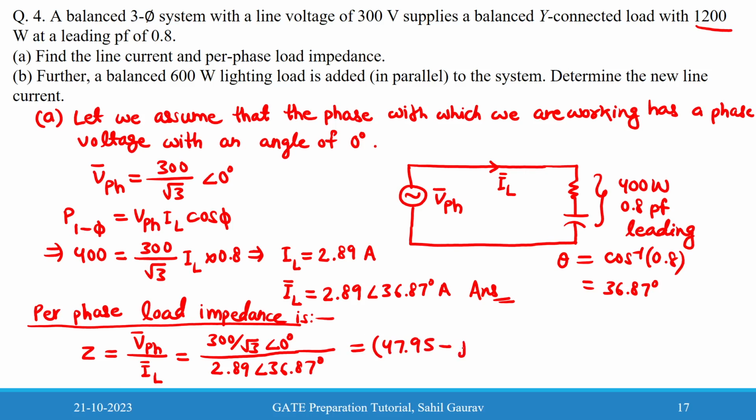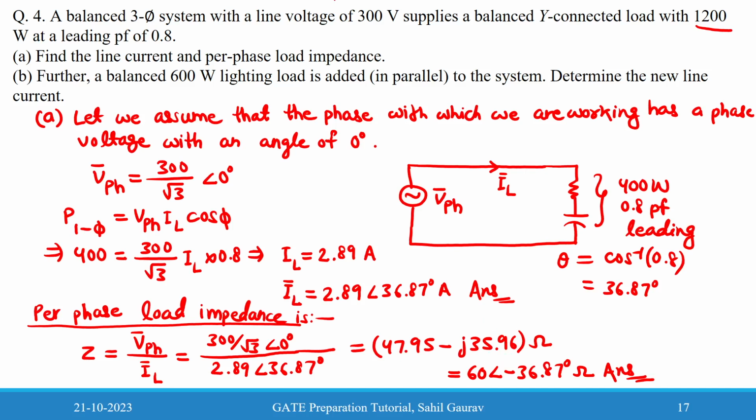So it will come as 47.95 minus j 35.96 ohm, and in phasor form it will be 60 at the angle of minus 36.87 degree ohm. So per phase load impedance will be 47.95 minus j 35.96. So this is the R value and this is the XC value, the reactance value.